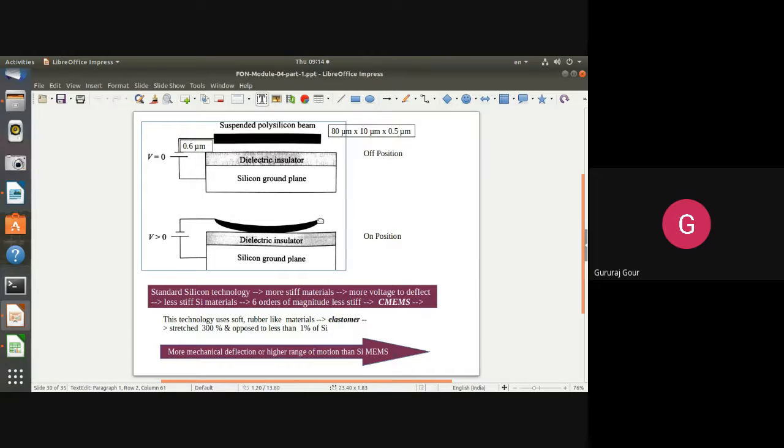So this is about this MEMS technology. If more mechanical deflection or a higher range of motion than silicon is required, we will go for the SI MEMS, that is known as silicon MEMS. So two technologies he is elaborating here. One is silicon MEMS, another one is CMEMS, and their characteristics have been elaborated here.